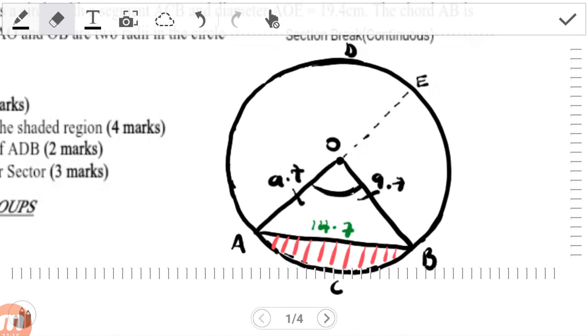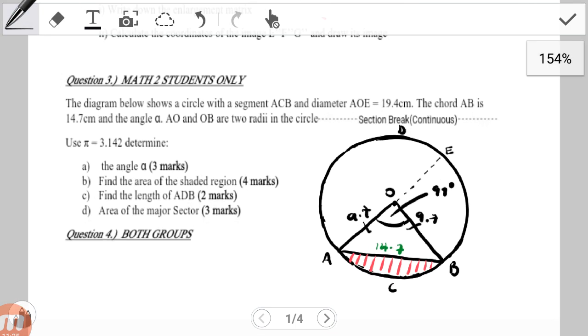All right, here we go. So we can just write inside here our angle is 99 degrees. All right, so we're good with that. Let's move on now to finding the area of the shaded region.